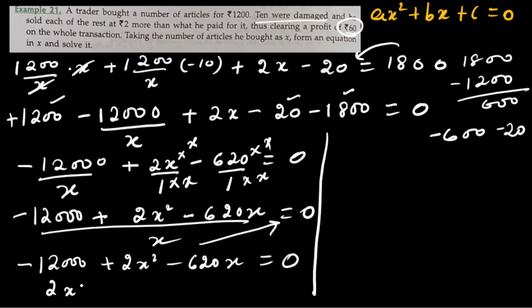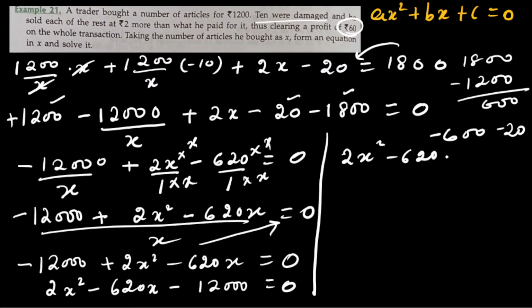So I'll just do the rearrangement. The 2x square term I'll write at the start. This is positive 2x square, it should be positive only. Then the x term I have to write, so minus 620x, and then minus 12,000 is equal to 0. Now 2 is a common factor, and with a common factor we can divide the entire equation. So after dividing, this 2 and 2 is cancelling.